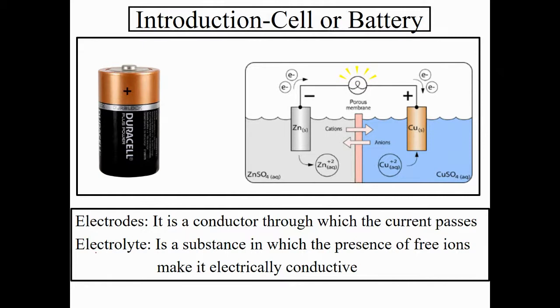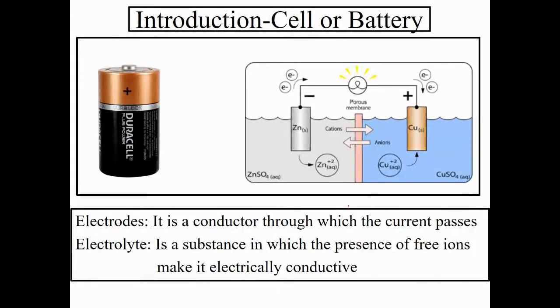So we have two important parts in the battery. The first one is the positive terminal and the negative terminal, which are the conductors through which the current passes. And the second important thing inside the battery is the electrolytic solution, which is the presence of free ions that makes it electrically conductive.